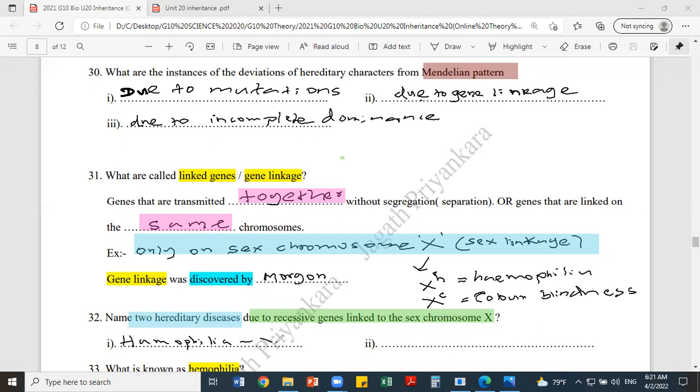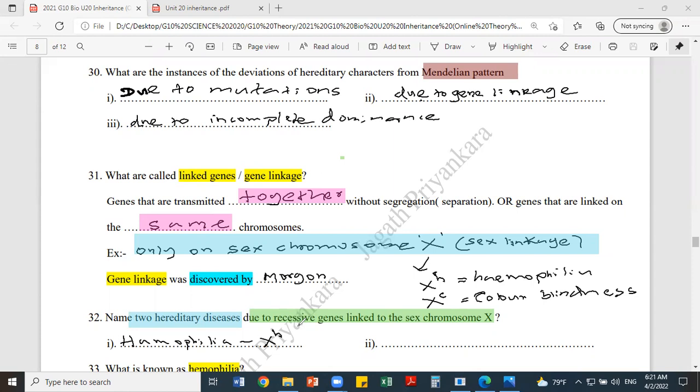In front of that you can write X simple H. If a boy gets X simple H from the mother, the son gets X simple H. If a baby boy gets X simple H from the mother, then the boy will get the disease. So this disease is not transferred by the male. Why? Because there's no link with the Y chromosome. It is linked only on the sex chromosome X. Therefore, it is transferred from the mother, or from the female, to the males.